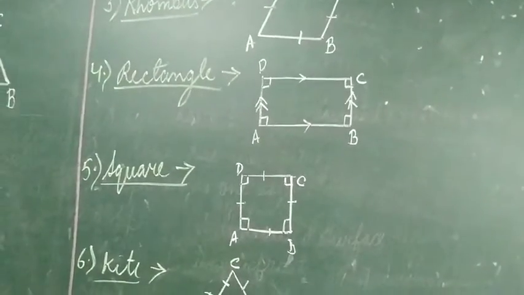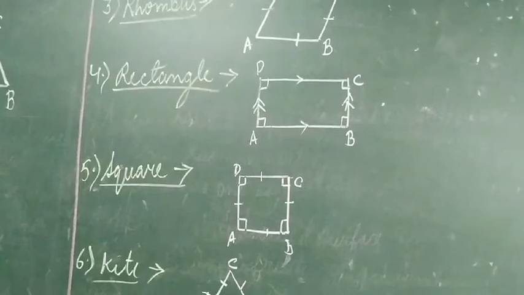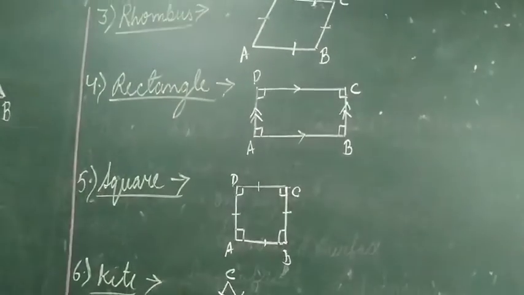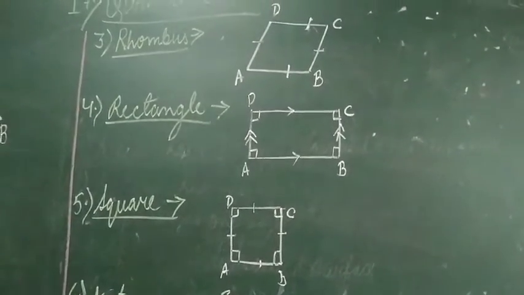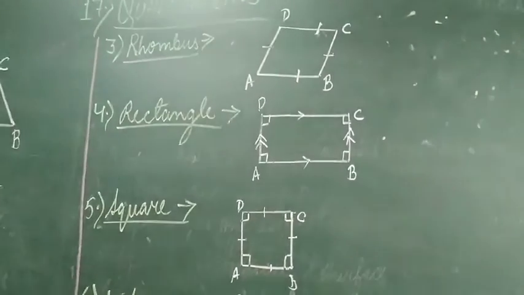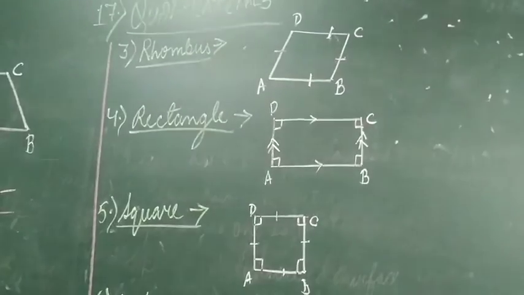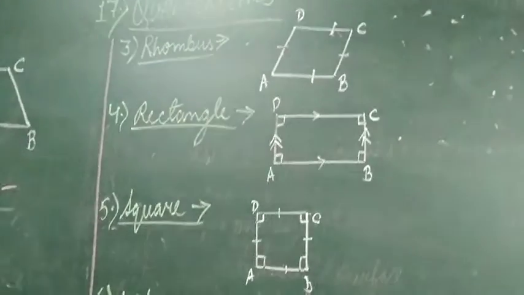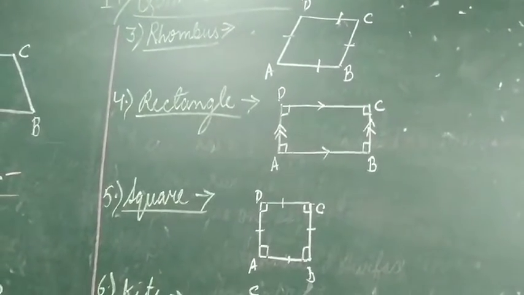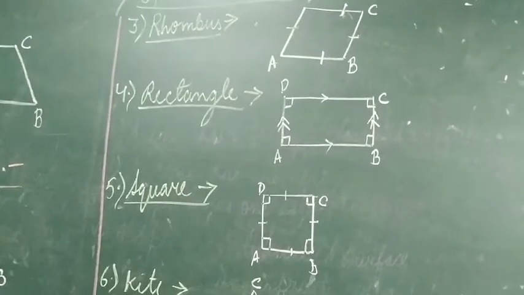A rhombus is a parallelogram in which all the sides are equal. Side AB is parallel to side BC and BC is parallel to DC and DC is parallel to DA. Now come to the next type of quadrilateral, that is rectangle.